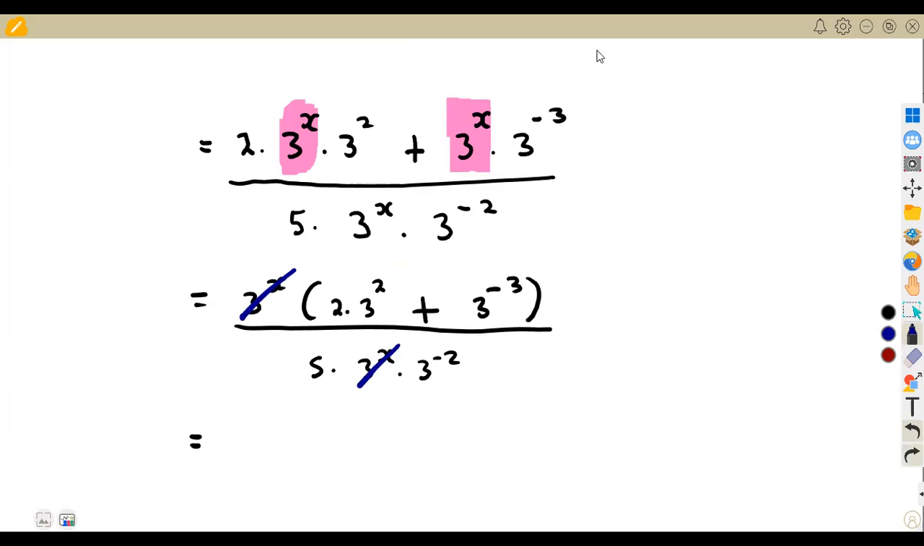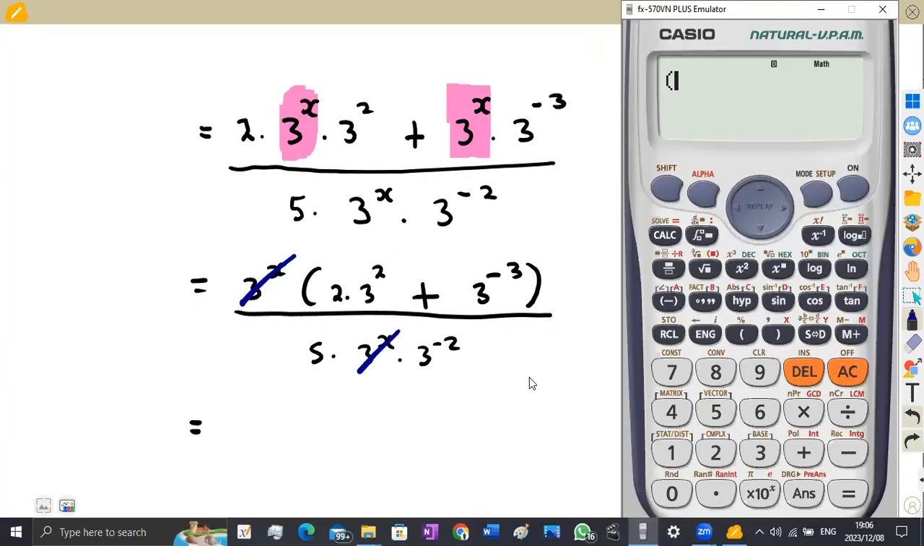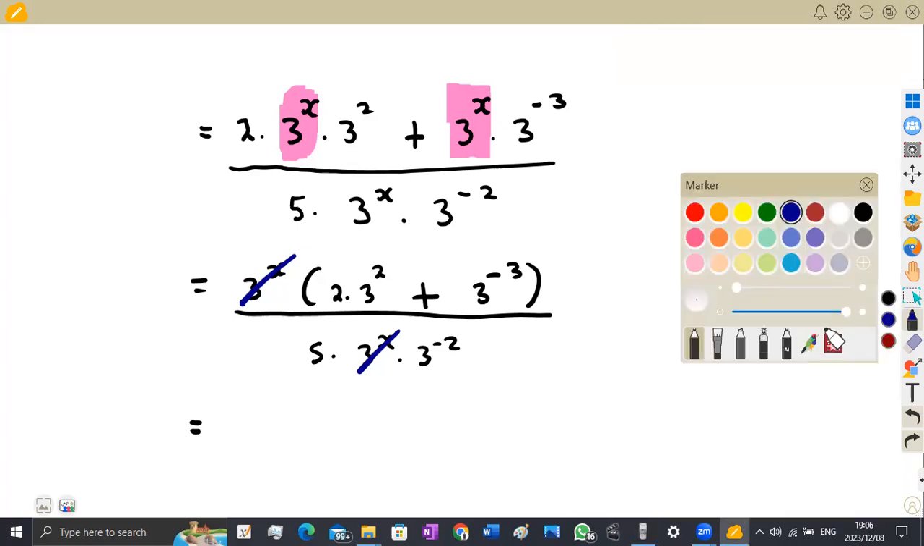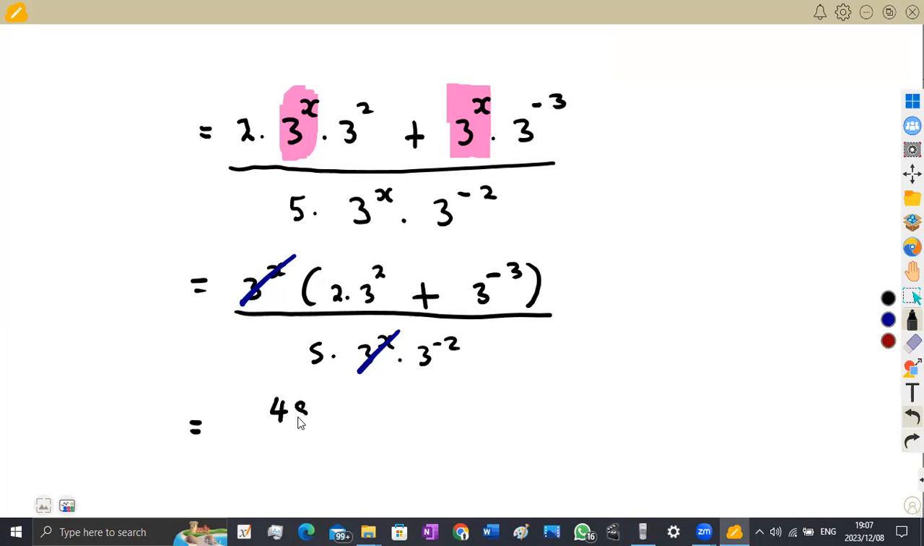All right, so let's see from our calculator what we are going to have from the numerator here. I'm going to open a bracket, 2 times 3 to the exponent of 2 plus 3 to the exponent of minus 3. This gives us 487 over 27, all right? So this is 487 over 27, which is being divided by whatever you are going to obtain.